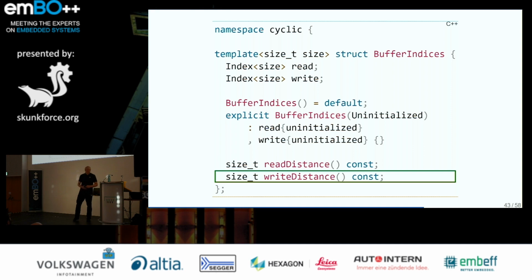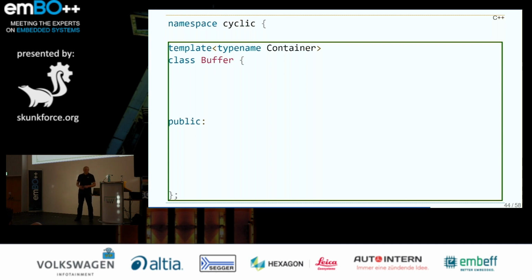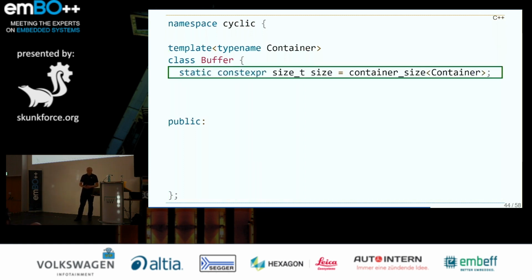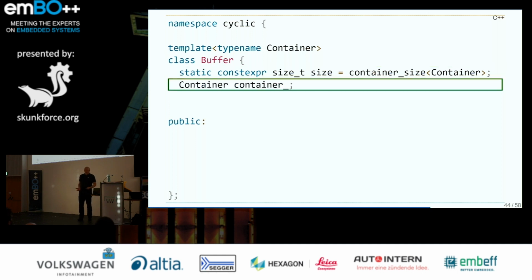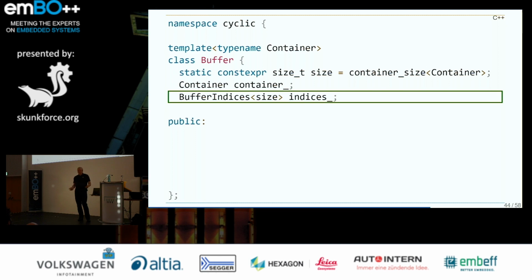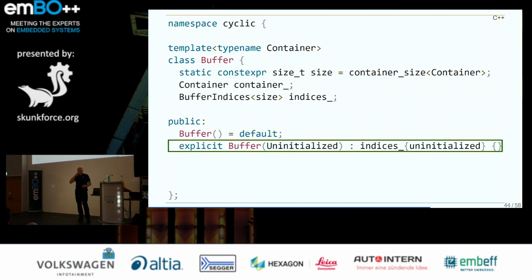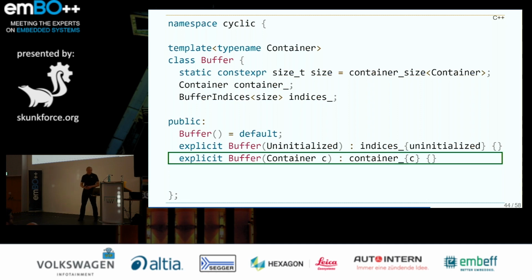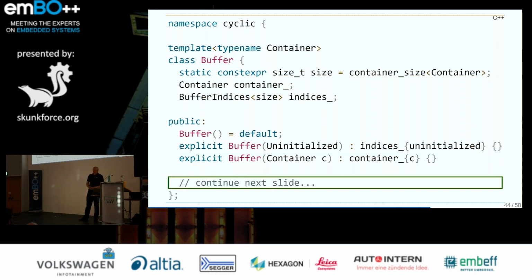And with this little utility in place, we can come up with the buffer finally. So the buffer, again, just needs to be templatized on the container. One thing we need from the container, to make it a container, is to be able to extract the size of it. So it needs to be a constant size container. And we store the container and our indices, with the constructor uninitialized again. We also need the constructor for the buffer. And then the main meat of this class is on the next slide.